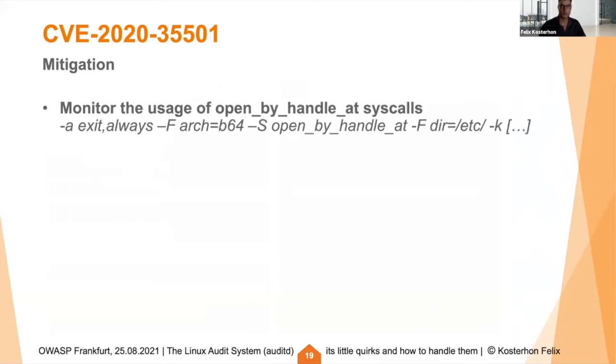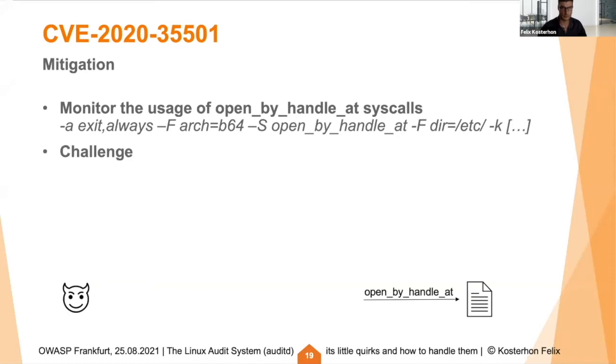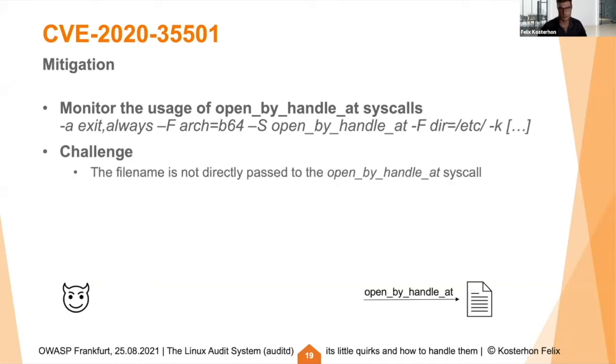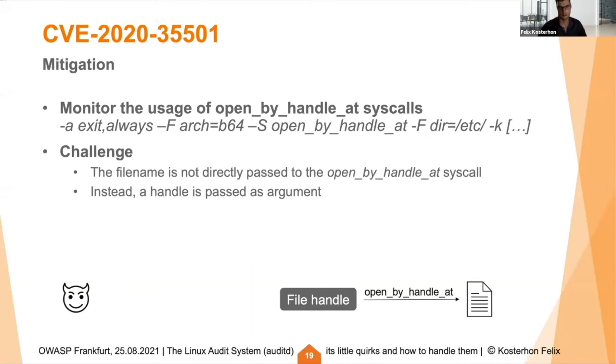So how do we deal with it? We monitor the usage of this kind of Syscall to prevent it from getting abused. And so we have an attacker, and he wants to access our file by using the open by handle at Syscall. Still, there is a little challenge here, because the file name is not directly passed to the open by handle at Syscall. As the name already indicates a bit, a file handle is passed as argument. And a consequence of it is that the log does not contain the file name, only the inode.